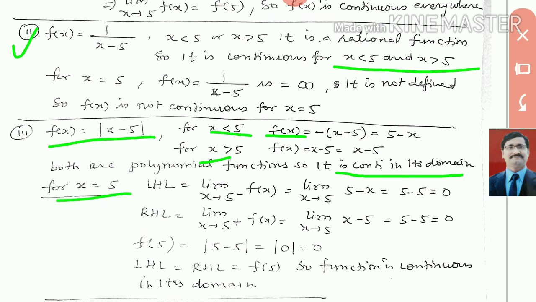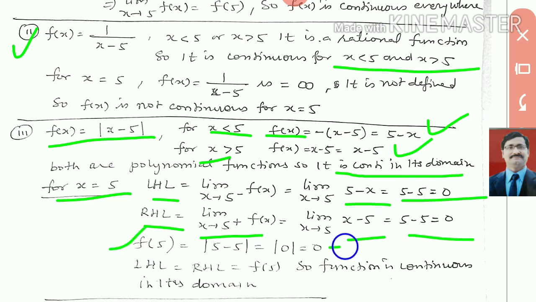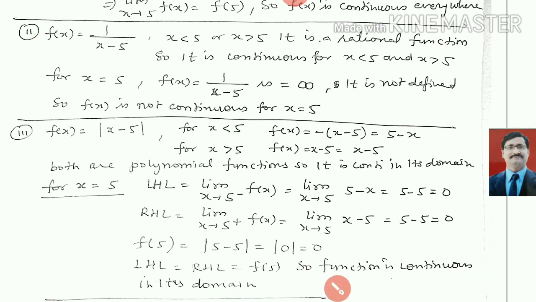And now we will check for x equal to 5. So x equal to 5 means left hand limit you take, limit x tends to 5 minus f(x), and for 5 minus, meaning less than 5, it is 5 minus x we have. So you put the value 5, you get 0. Now right hand limit means limit x tends to 5 plus f(x), and plus means more than 5, it is x minus 5. So you put here x minus 5, in place of x you put 5, you get 0. And directly you also check f(5) is also 0. Means here left hand limit, right hand limit and function value, all three are equal, so function is continuous in its domain. All of you understand?